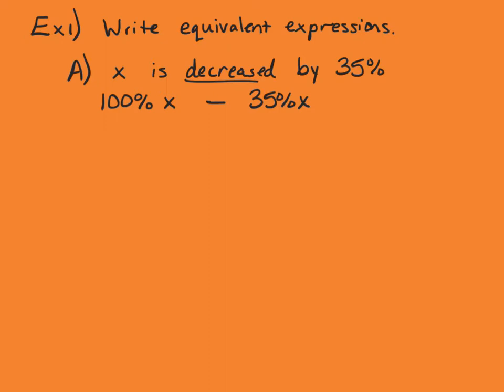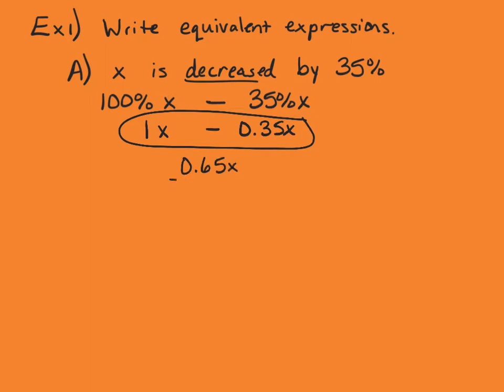So we could write this in decimal form. 100% is just 1x minus 35% is 0.35x. And at this point, this is an equivalent expression. We could say 1x minus 0.35x is 0.65x. This is also an equivalent expression.